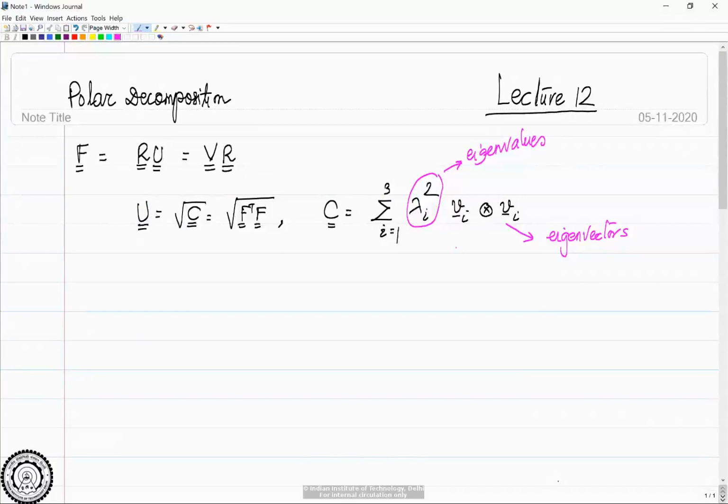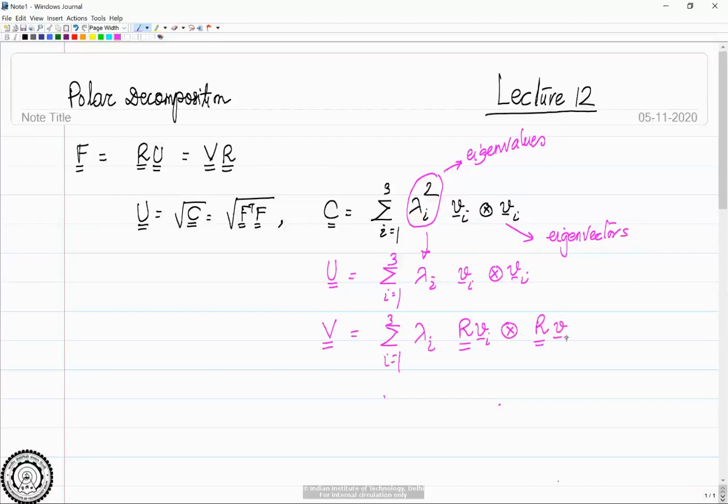And in the coordinate system of eigenvectors, the C matrix becomes diagonal. And U, which is the square root of C, then simply becomes the sum over i equal to 1 to 3 of lambda i of v_i tensor product v_i. See, it's a square root, so for this coefficient we simply have to take the square root. Okay, so that's how you get your U. And big V likewise becomes the sum over i equal to 1 to 3 of lambda i into big R v_i tensor product big R v_i. Okay, so that's a recap.